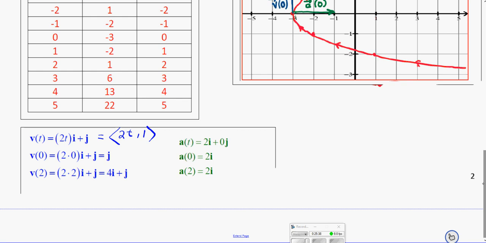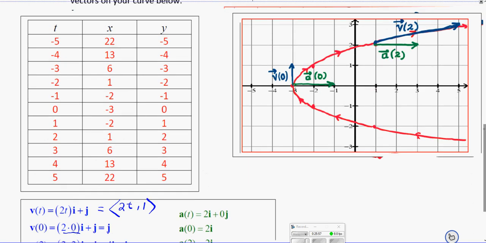Now, at time 0, when I substitute 0 in for t, I get 0 for the horizontal component, but I get 1 for the vertical component. And so I get just the vector 0i plus 1j. That's at time 0. And rather than draw it at the origin in standard position, let's draw it at the position. The position at time 0 was -3, 0. So that's why I drew it over here.